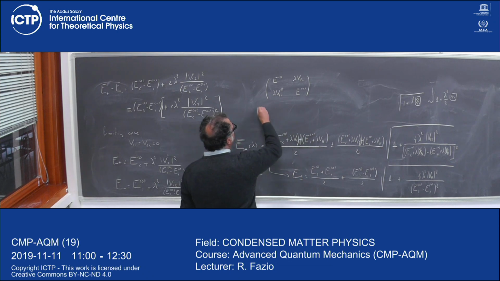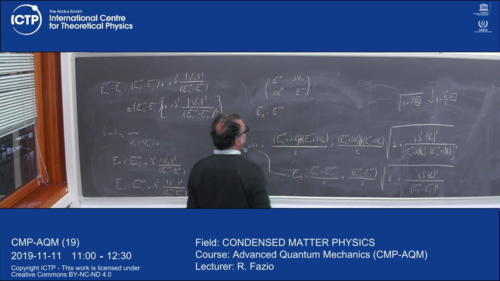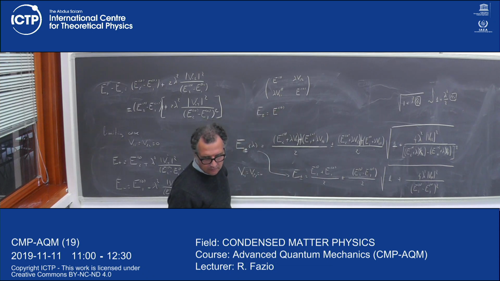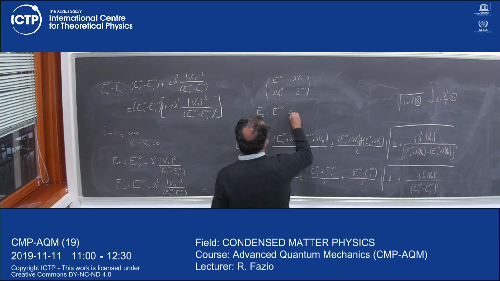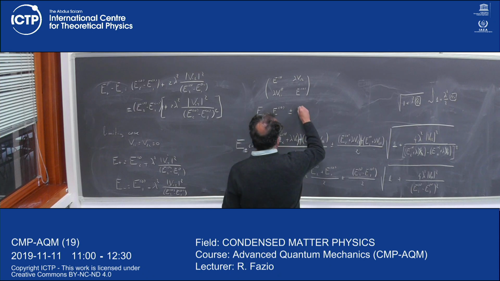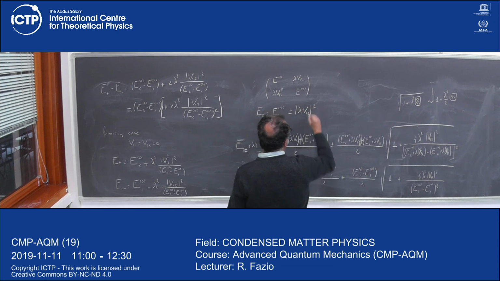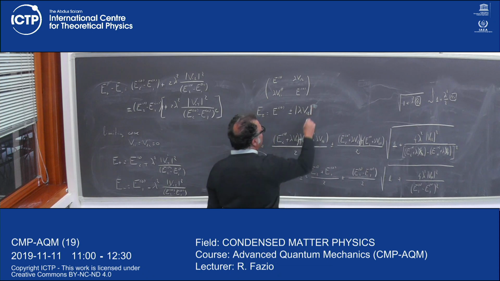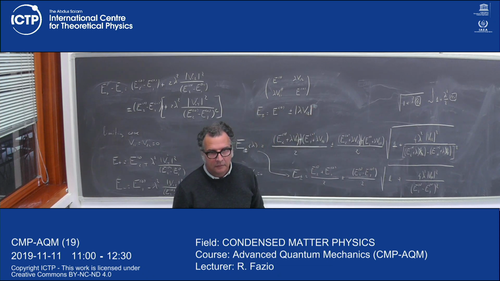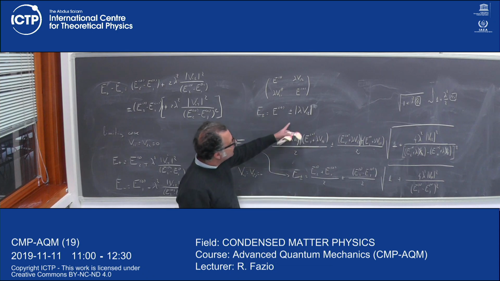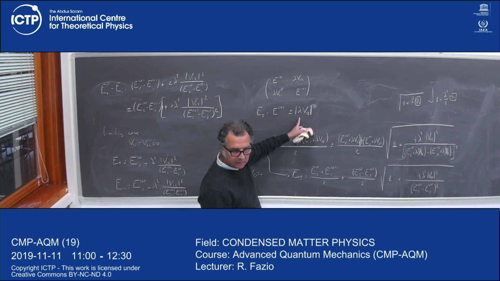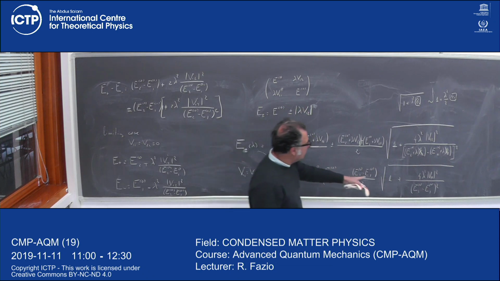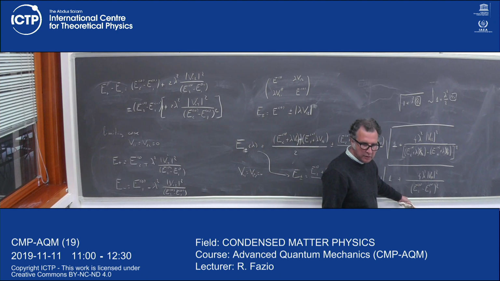Now, the eigenvalues are E plus minus equal to E0 plus minus lambda |V12|. You can try to solve it, okay? This is the solution. So you see that the exact solution is okay. If I try to extract it from perturbation theory, I get something wrong.